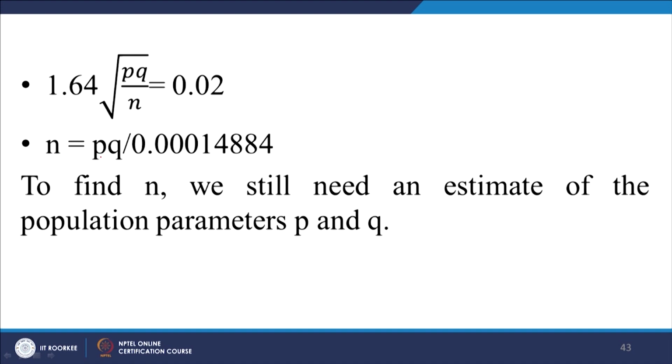So, n is equal to p into q divided by this value. To find n, we still need an estimate of the population parameters P and Q. Since it was not given to us... suppose it had been given, we would have said P is, let us say, 0.4, as in one case we had done. So P was 0.4, Q was 0.6. So this becomes 0.4 into 0.6 divided by this value, right.